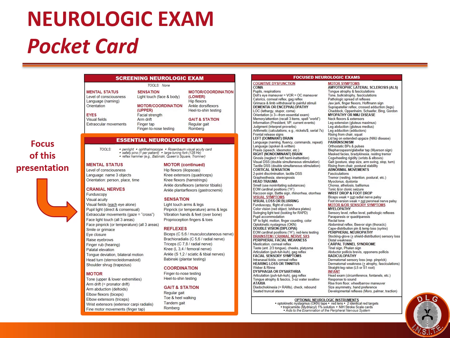The pocket card to accompany this presentation has 3 different sections. Screening neurologic exam and essential neurologic exam are on the front, and the various focused neurologic exams are on the back. In this presentation, we will emphasize only the components under essential neurologic exam.